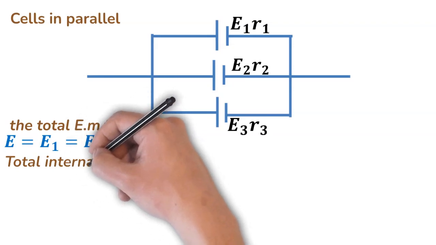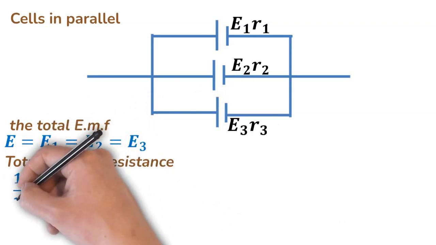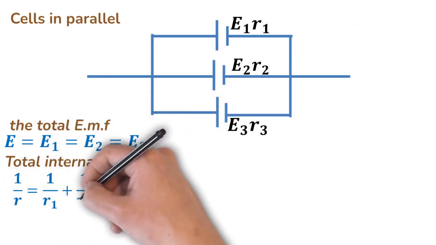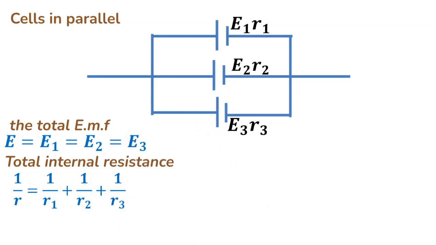Now for the total internal resistance, 1 over R is equal to 1 over R1 plus 1 over R2 plus 1 over R3. That is for the total internal resistance.